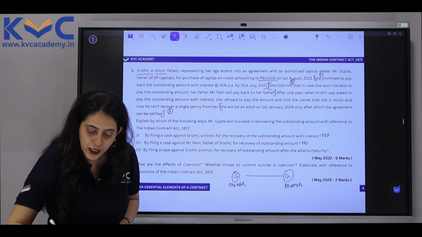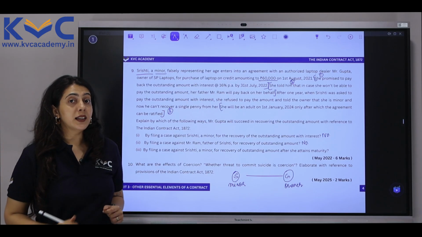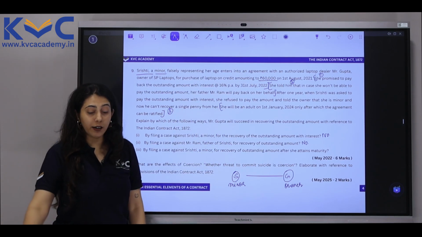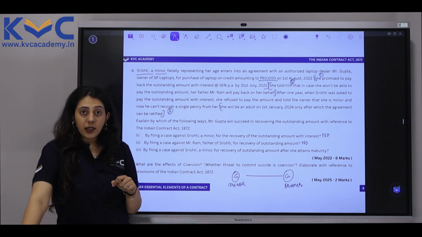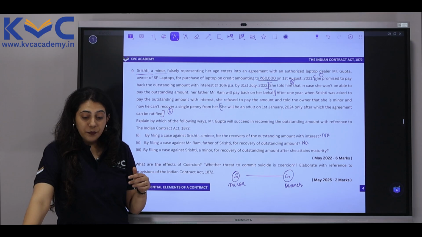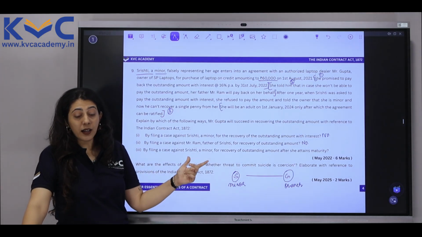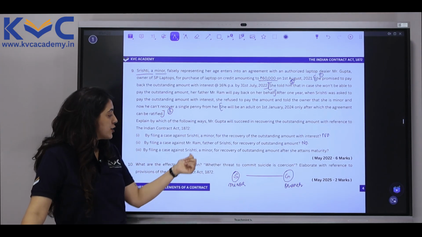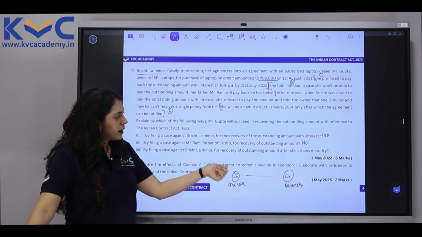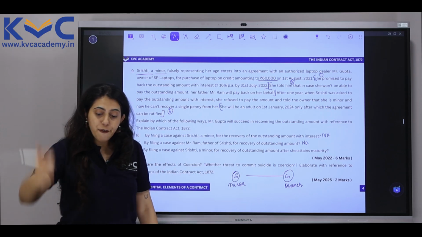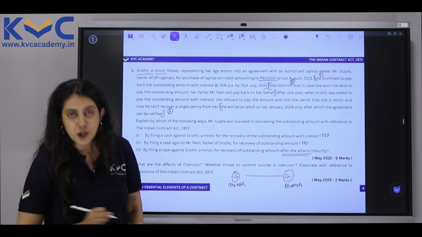Ram. So here also the answer is no. Let's see the third case, because one more case is pending here. Third case is asking us, can Mr. Gupta recover the money by filing a case against Shrishti, a minor, for the recovery of the outstanding amount after she attains majority?